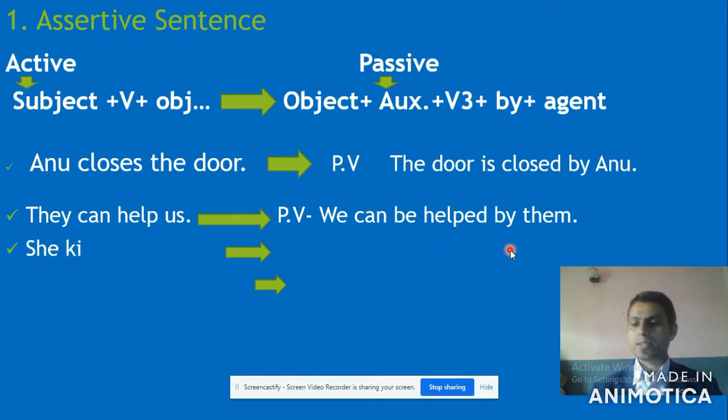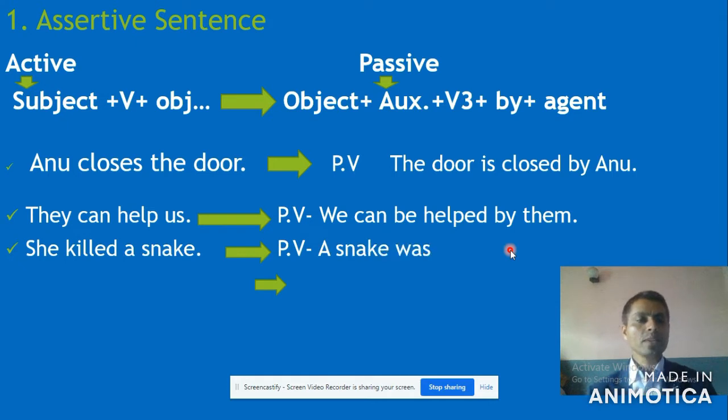Now let's have a look at some more example sentences. She killed a snake. Subject, verb, and snake is the object. So the object becomes the subject here: a snake, then was. This is also under category number 1, simple past. If there is simple past, it is was or were according to the new subject. The new subject is a snake, so a snake was killed, the past participle form of the verb. Was killed by her. She becomes her. Get it?